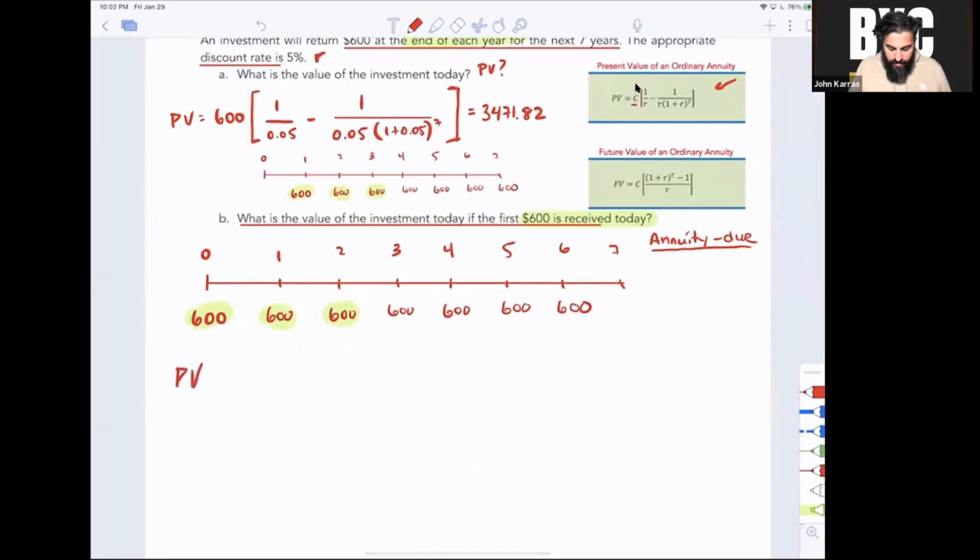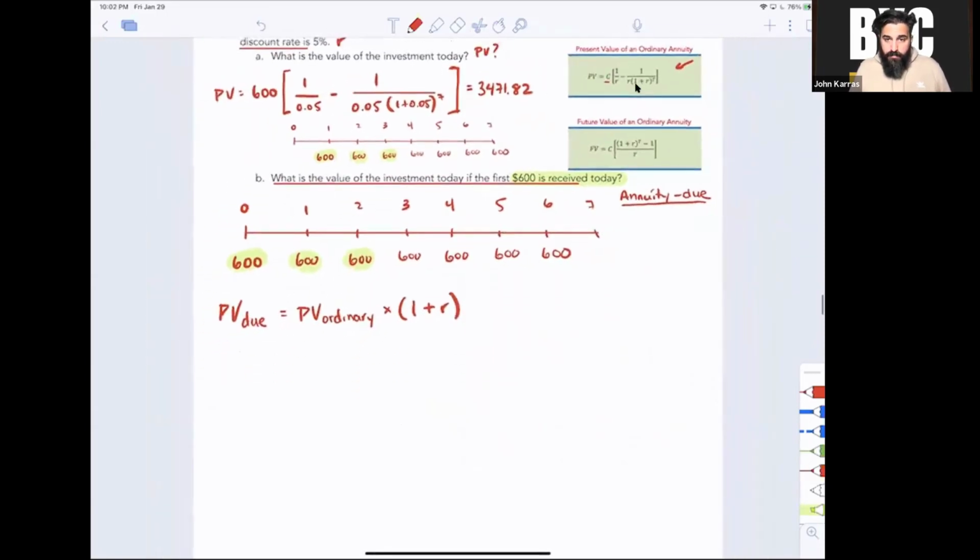Here's a trick. The present value of anything that is due is equal to the present value of the ordinary multiplied by 1 plus the rate. So you would still do it the exact same way, right? You would just have an extra step. Like you would find the 3471.82. You would then multiply that by 1 plus the rate, which in this case was 5%. And you would have 3,645.41. So really, it's easy to do.